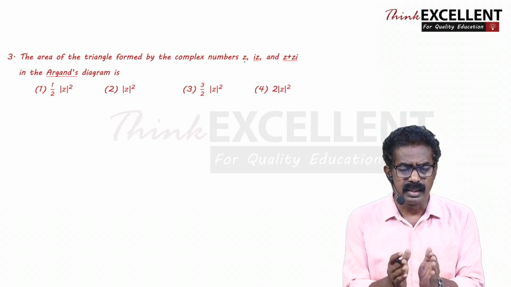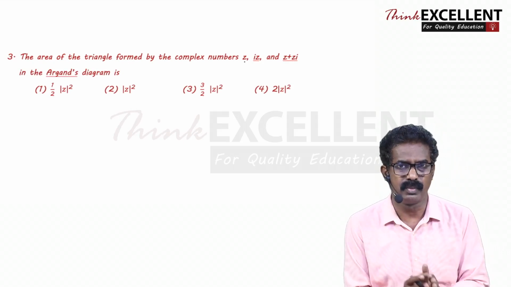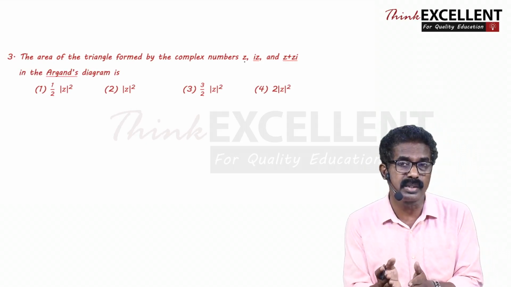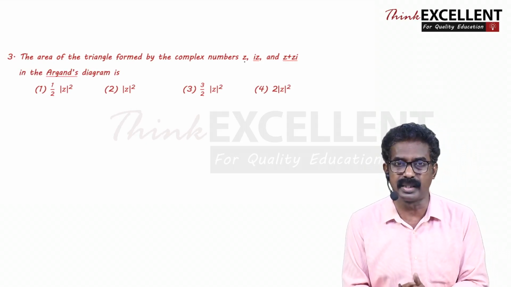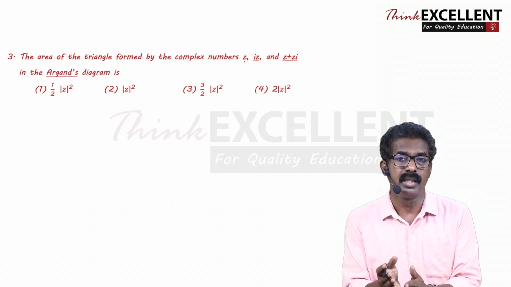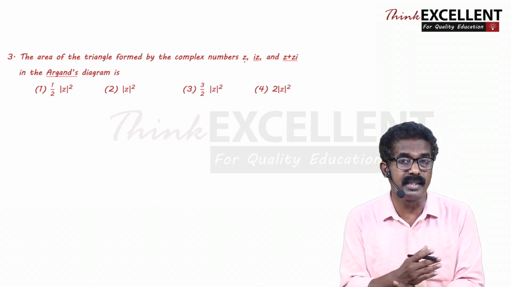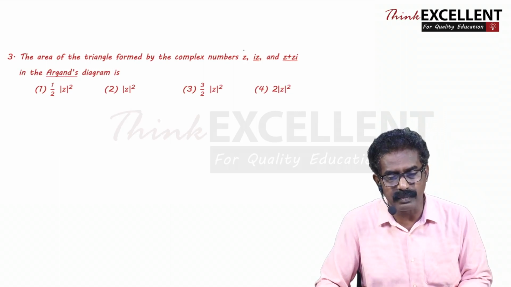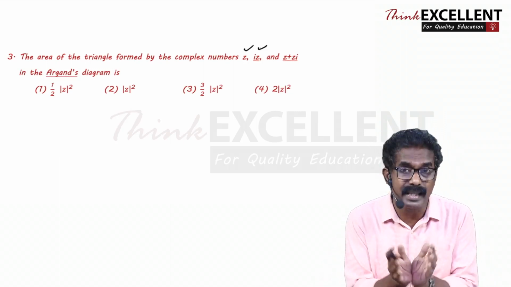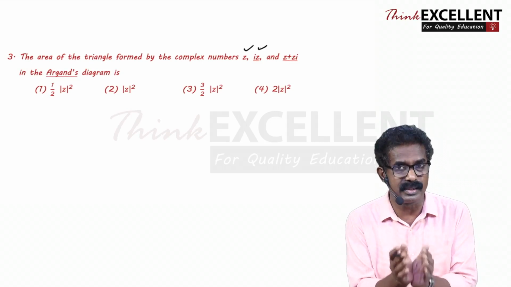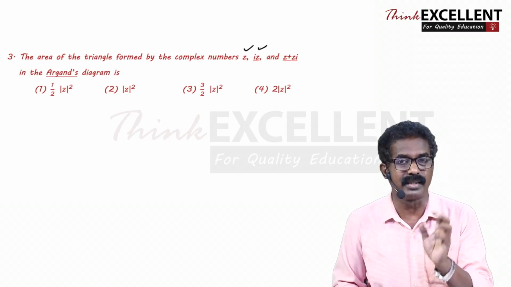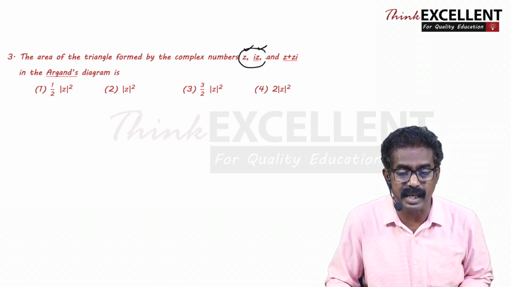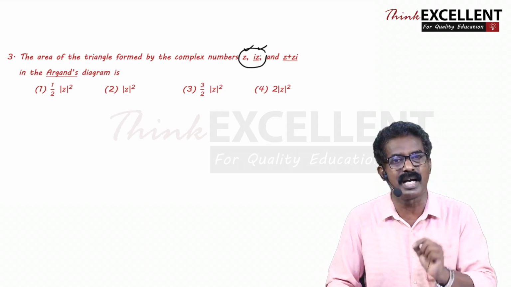Listen, Z and iZ. When you multiply a complex number Z by i, it rotates by 90 degrees in the positive, anti-clockwise direction through the origin. So the angle between Z and iZ is 90 degrees. So you know this is a right angle triangle. Among these two, one you take as base, another as height, because here the angle is 90 degrees.